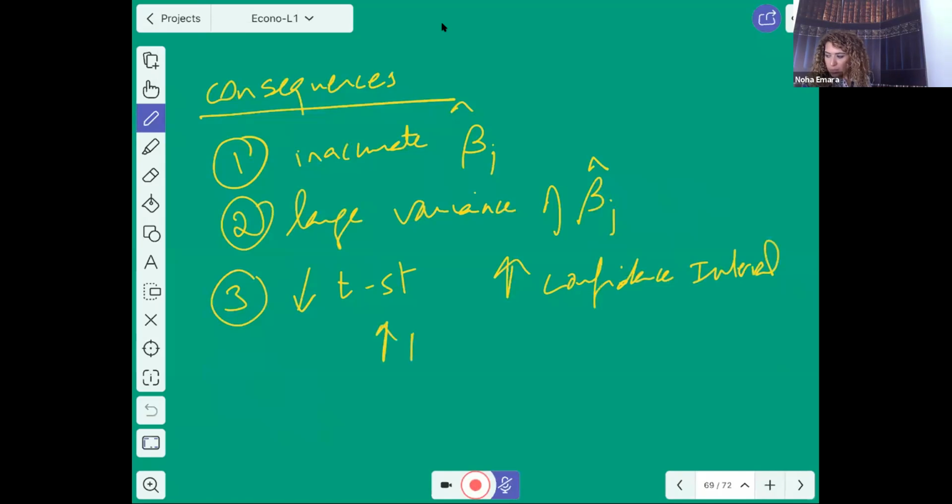High R square, high F statistic. You would look at the model and say, wow, I do have a very nice R square. The model is jointly statistically significant, but how come I do have insignificant coefficients? So this is a sign, from the consequences, you would be able to say that these are the hints of having multicollinearity, and let me check using the VIF.